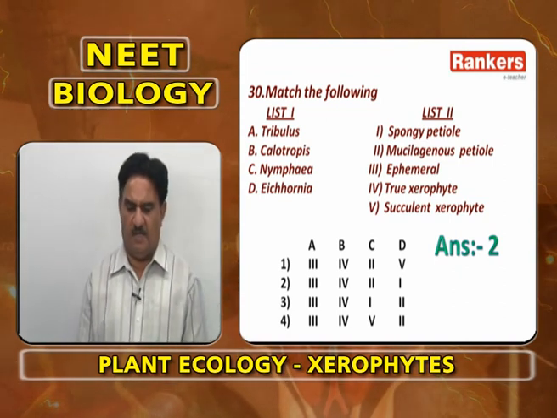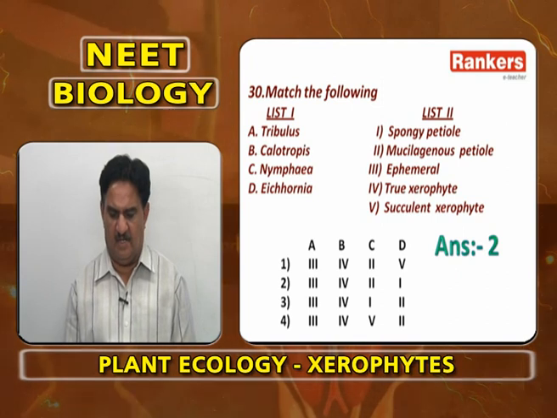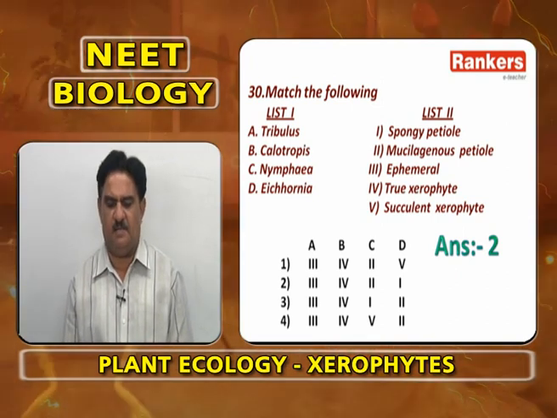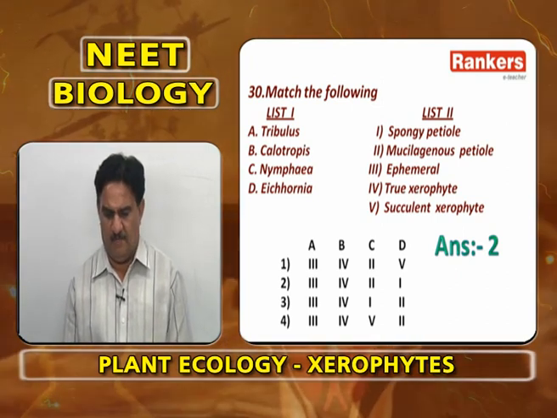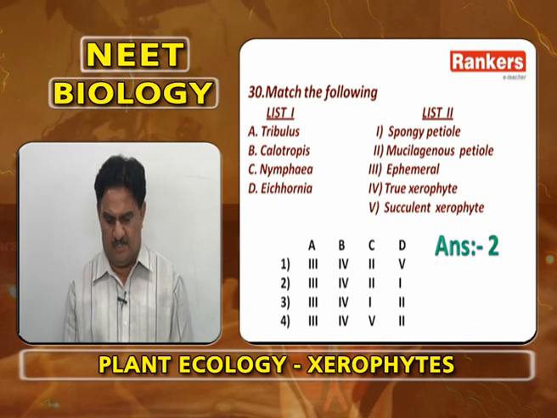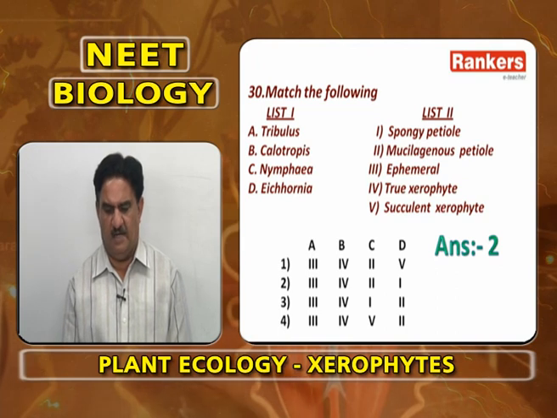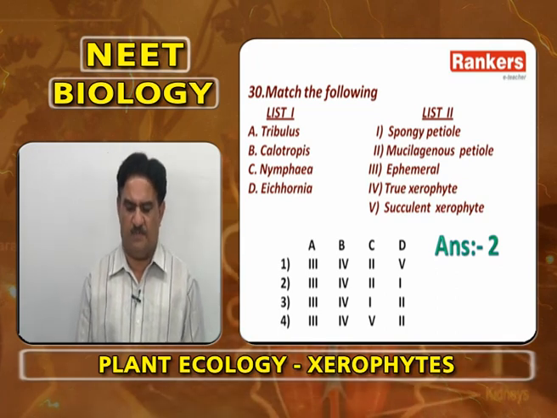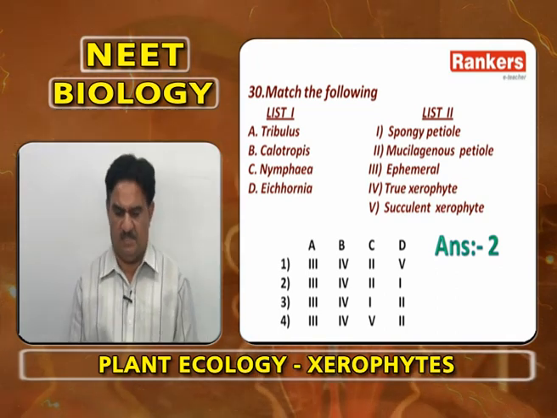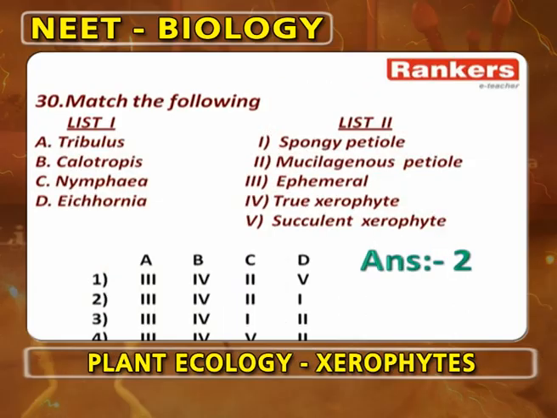So, Tribulus, Calotropis, Nymphaea, Eichhornia. Answer is A3: Tribulus is ephemeral. B4: Calotropis is true xerophyte. C2: Nymphaea shows mucilaginous petioles, and Eichhornia spongy petioles. Here there is no succulent xerophyte.